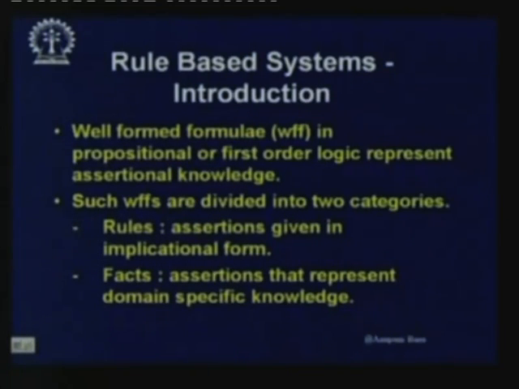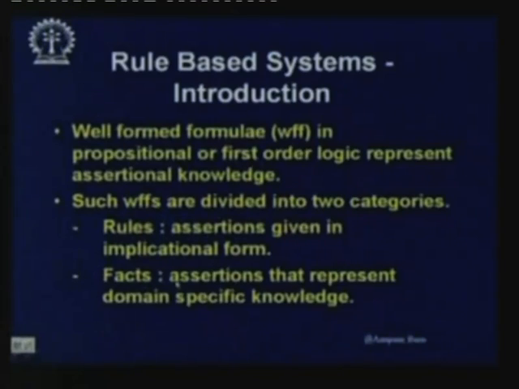We have seen that propositional well-formed formulae or predicate well-formed formulae all evaluate to either true or false. Now, if we look at these assertions in a little more detail, we can see that these can be categorized into two different forms. One is rules, another is facts. Rules are assertions given in implicational form. I hope all of you remember what is meant by implication. P implies Q. That's an implication, and rules are usually given in that form. We'll soon see what the rules look like. There is another set of assertions which we call facts, which represent domain specific knowledge.